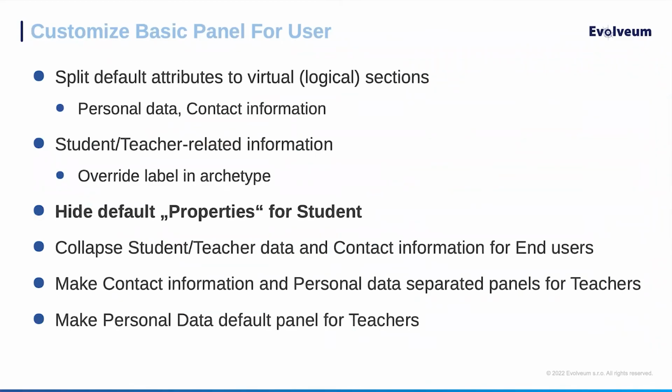Another example related to the basic users panel is going to demonstrate how the virtual section can be hidden. It is especially useful for overriding default system-defined settings. In our case, after we categorize the attributes for students, we no longer need to show others listed under the properties. So let's hide them.